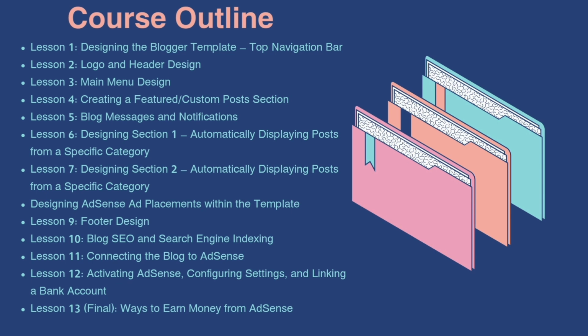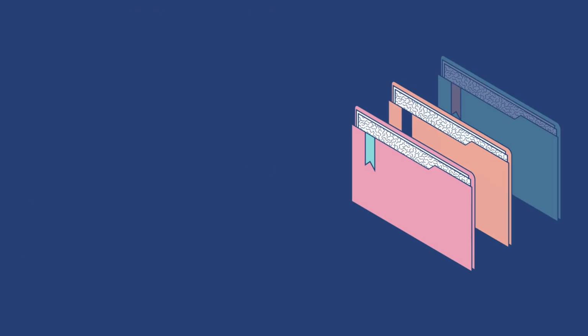Lesson 8. Setting up AdSense ad placements inside the template. Lesson 9. Designing the footer. Lesson 10. Blog SEO and search engine indexing. Lesson 11. Connecting your blog to AdSense. Lesson 12. Activating AdSense, configuring the settings and linking your bank account. And finally, Lesson 13. Different ways to earn money from AdSense. Make sure to follow the course step by step to get the best results.